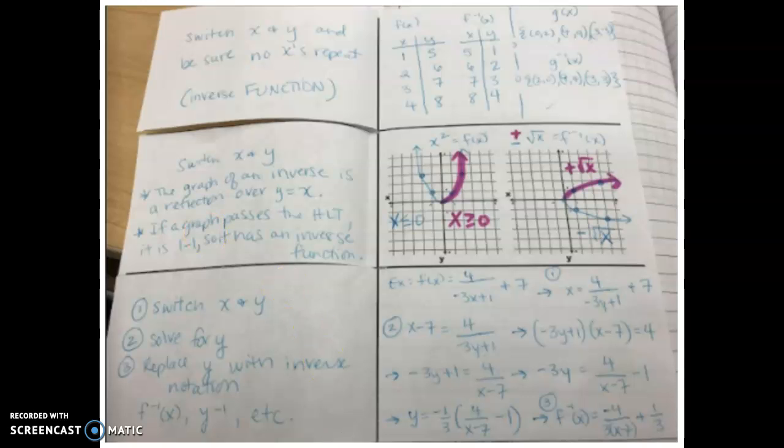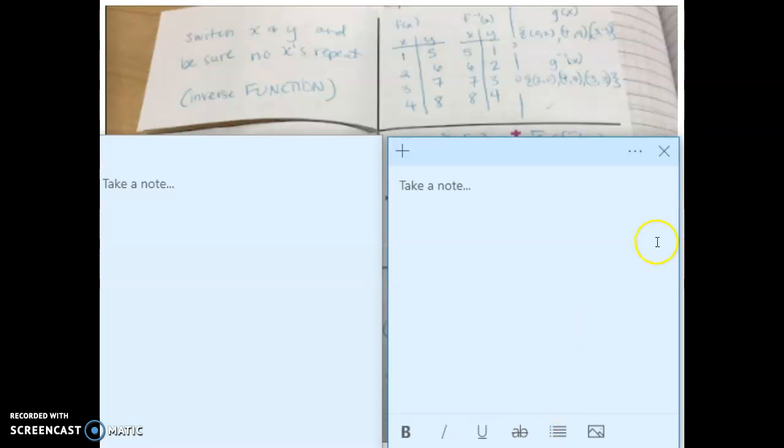Alright, so when you open up your first tab for table or a set of ordered pairs, we learned in class today that one of the characteristics of inverses is that the x and the y are switched to one another. So if you want to know if it's an inverse function, when you switch the x and y, you just have to make sure that the x's don't repeat. So there's two examples here.